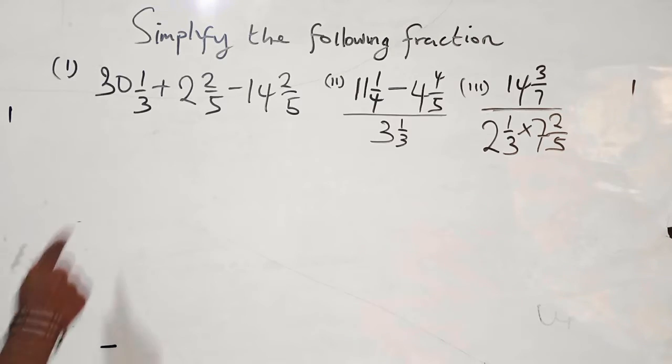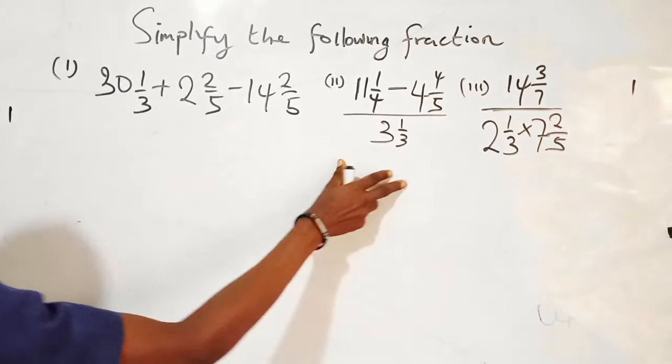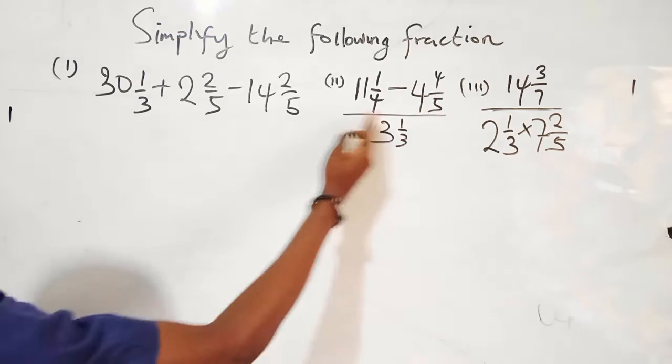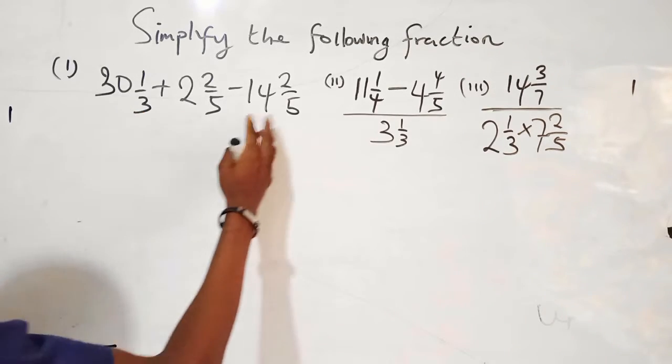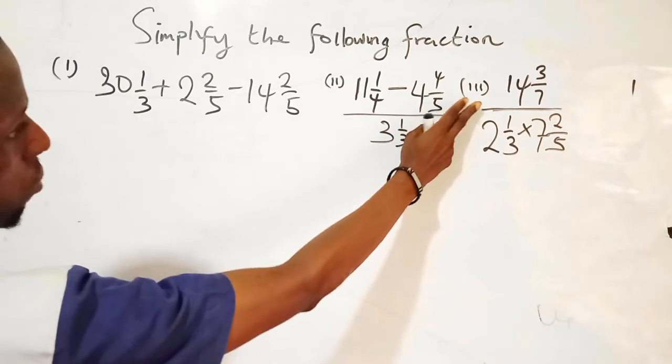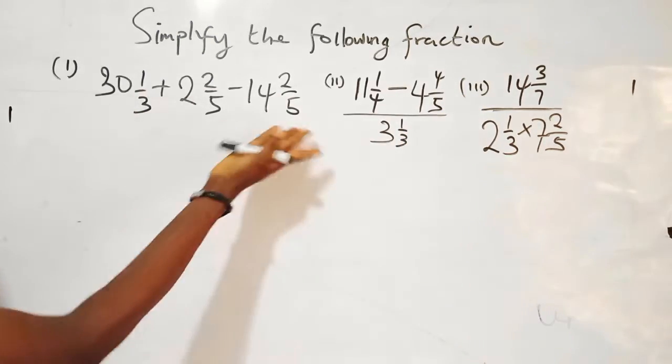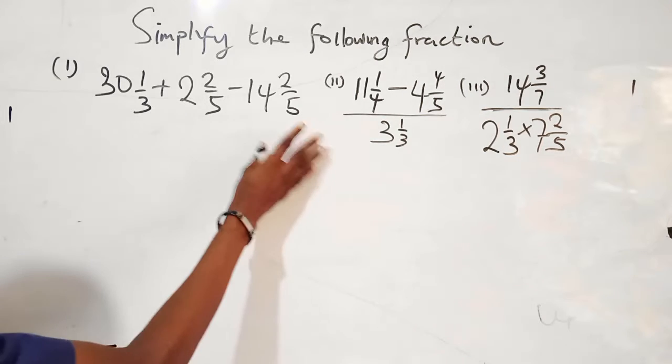The question says simplify the following fraction. Okay, we have three given sets of fractions: addition and subtraction, subtraction with division, and division and multiplication. They are mixed up, so we have to simplify it.